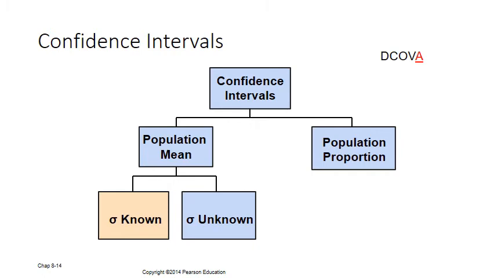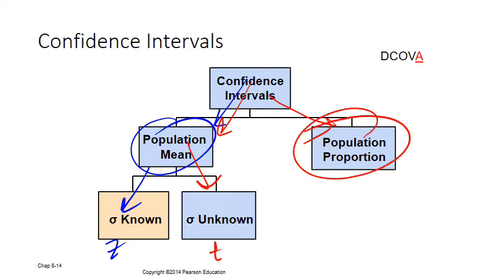There are two forms. If we know the population standard deviation, we use the z-test to develop the confidence interval. If we do not know the population standard deviation, then we use the t-test. Otherwise, we use population proportion, and we will explain it later. There are some other identifications which tell us whether we are using population proportion or not.